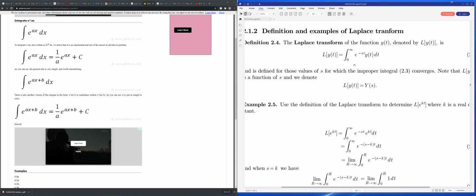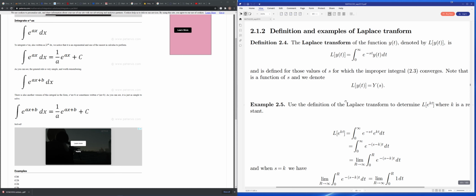So let's note that this is the definition of the Laplace transform of y of t. It's an improper integral, and it may or may not converge depending on the values of s. Your definition is that the Laplace transform of y of t is defined for those values of s when you actually do have convergence. So you'd see a range of values of s for which you have convergence.